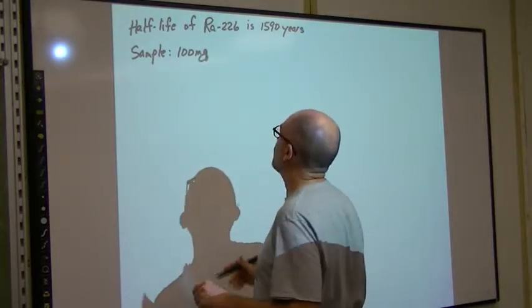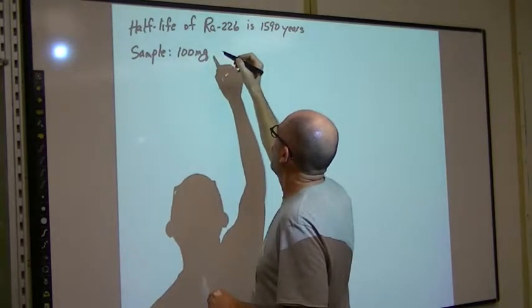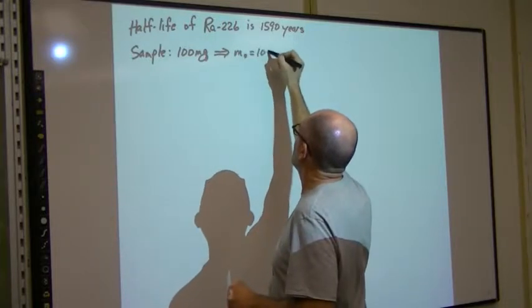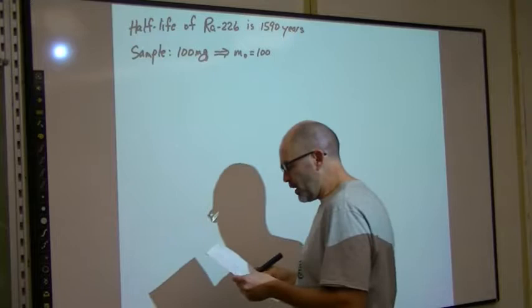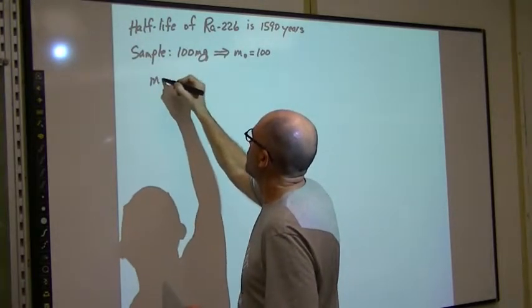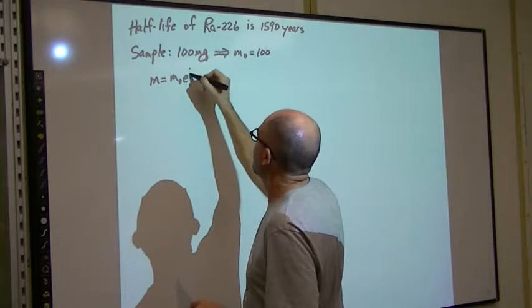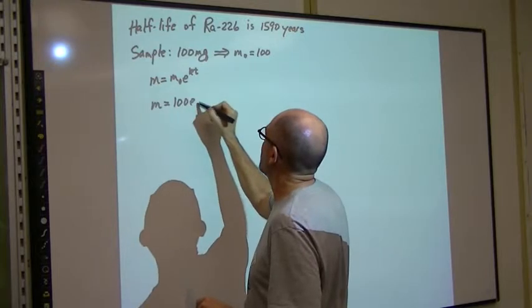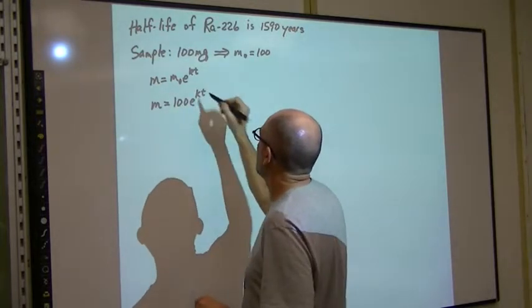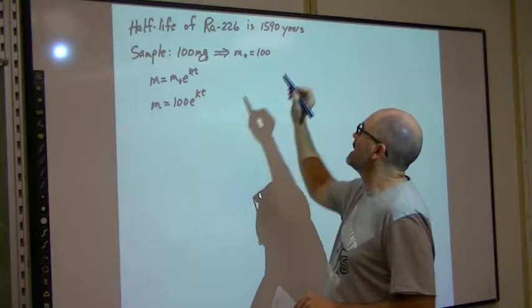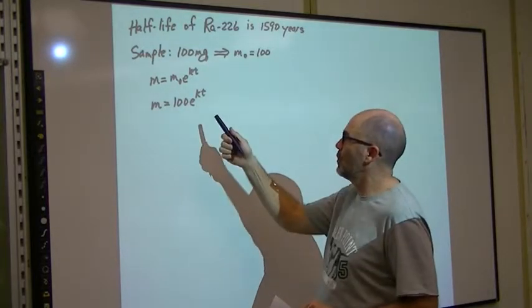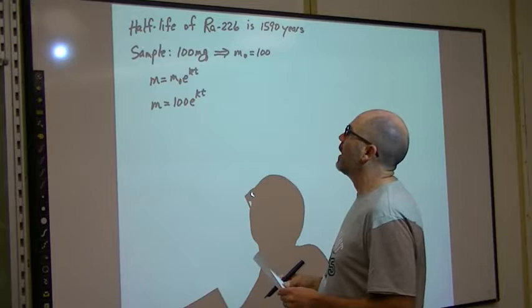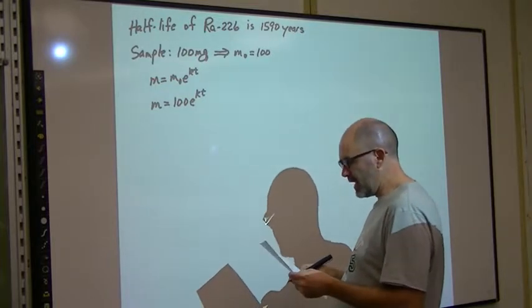And so we want the formula. So basically, what this is saying is M sub O is 100. So we've got our general equation, M equals M sub O e to the kt. So now we can immediately put M sub O in, and we've got 100 e to the kt. Now, I need to use the half-life to find the k.